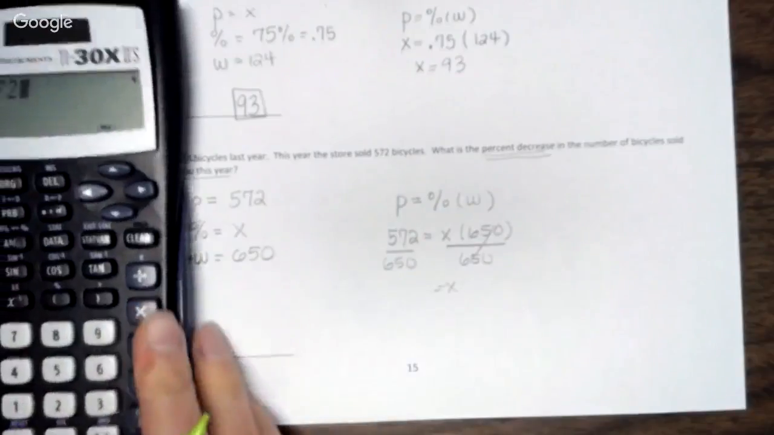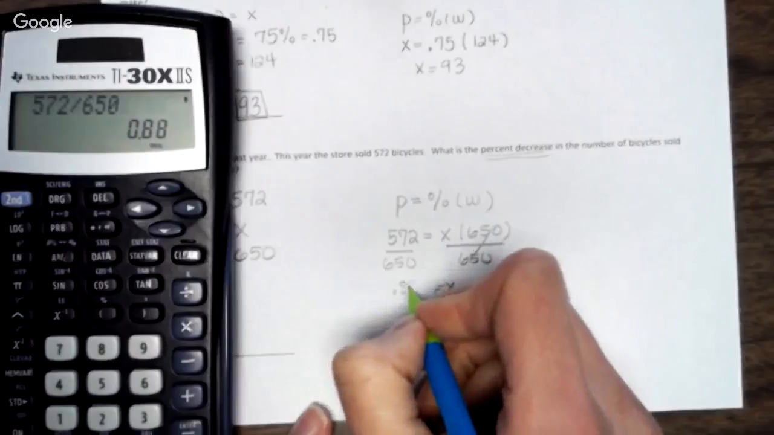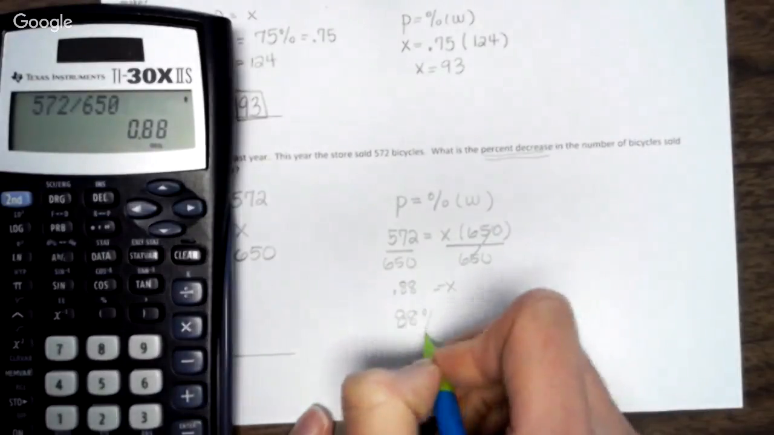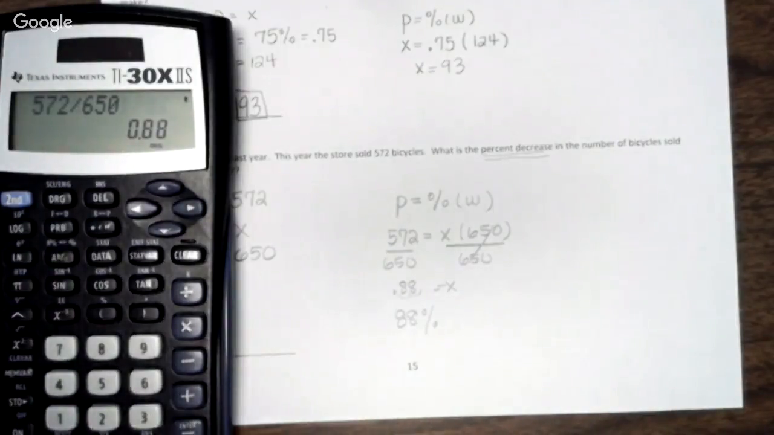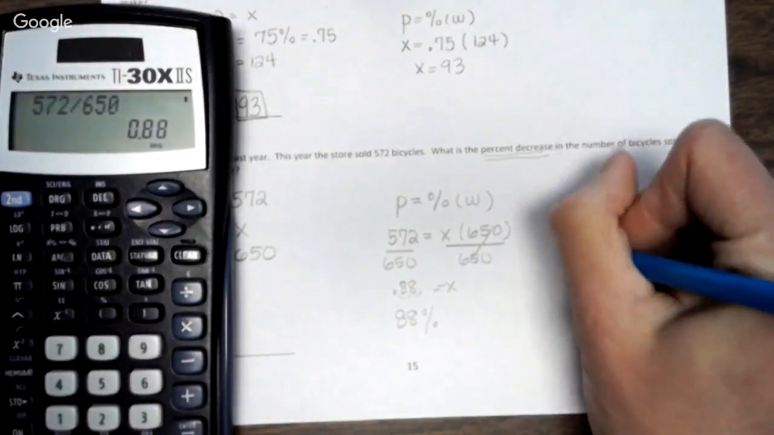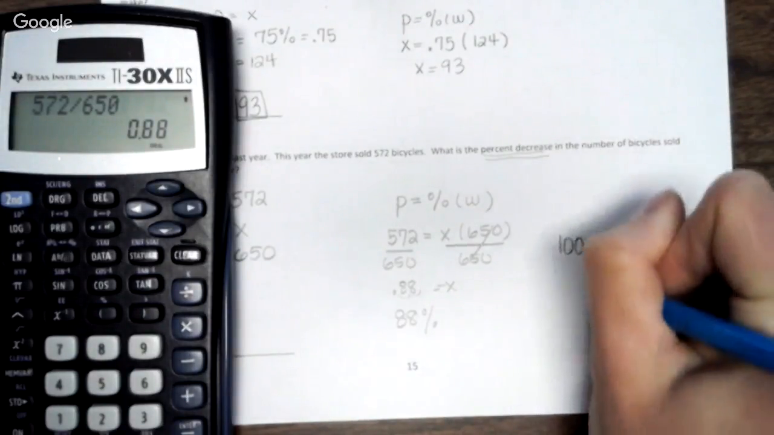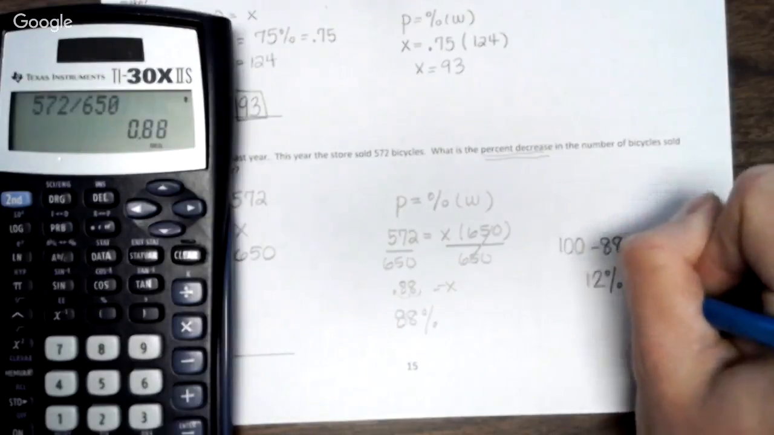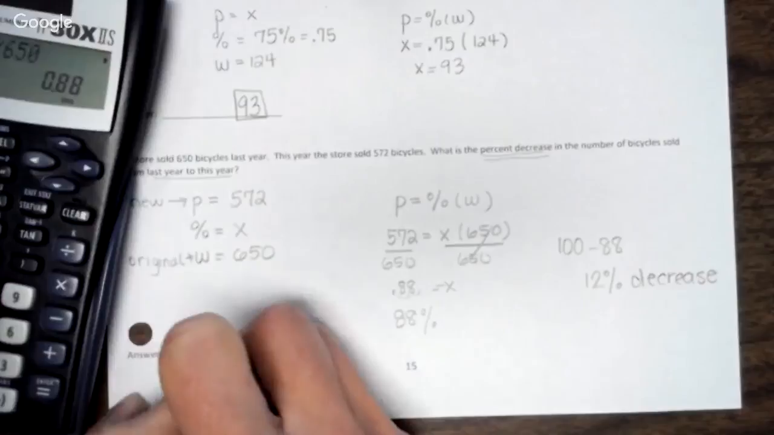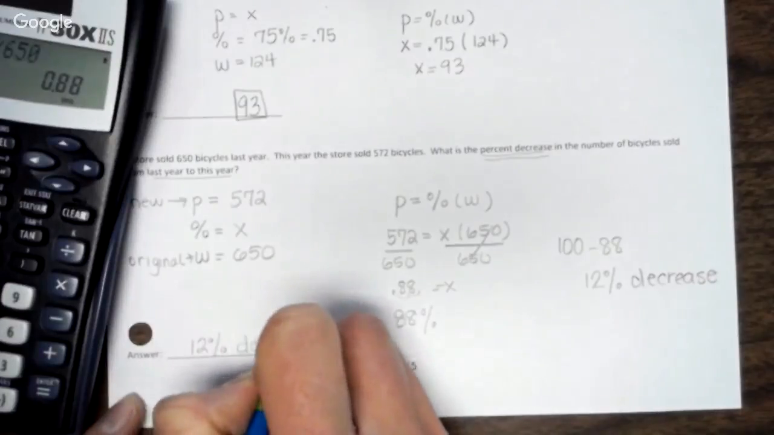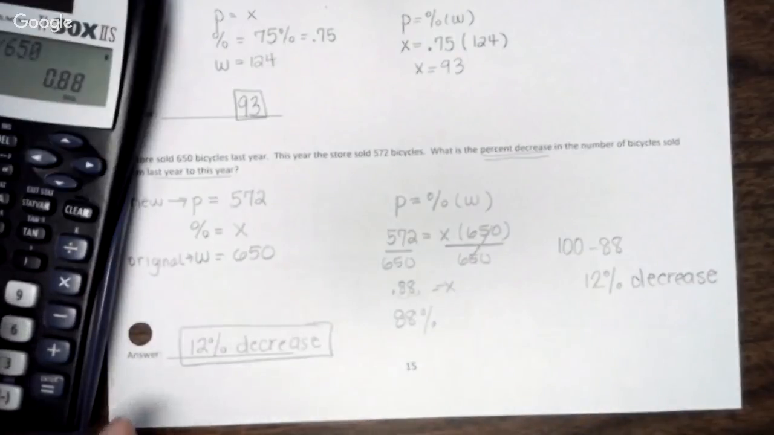So 572 divided by 650 is 0.88. Now that's not a percentage, so we're going to move the decimal place over twice to give us 88%, but that's still not our answer. Our percentage always starts at 100%. If this year it's 88% of what it was, that means that it's a 12% decrease from last year. So our answer is that it was a 12% decrease because it's asking for what the percentage has decreased by.